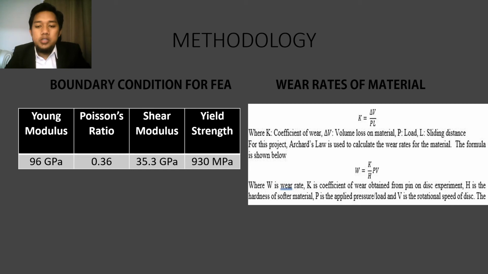The formula is shown: W equal to K over HPV, where W is wear rate, K is coefficient of wear obtained from pin on disc experiment. H is the hardness of softer material, P is the applied pressure or load, and V is the rotational speed of the disc.